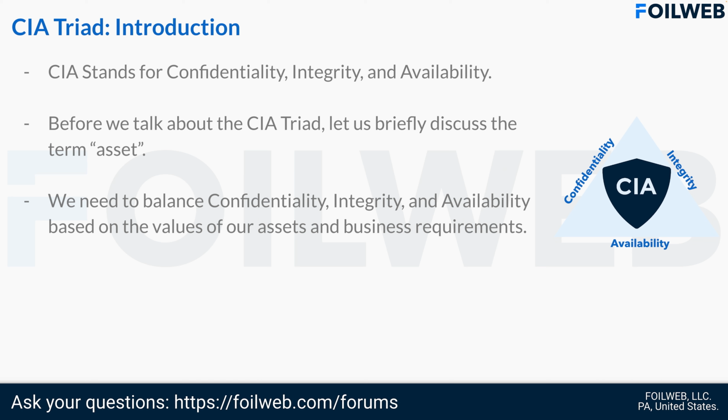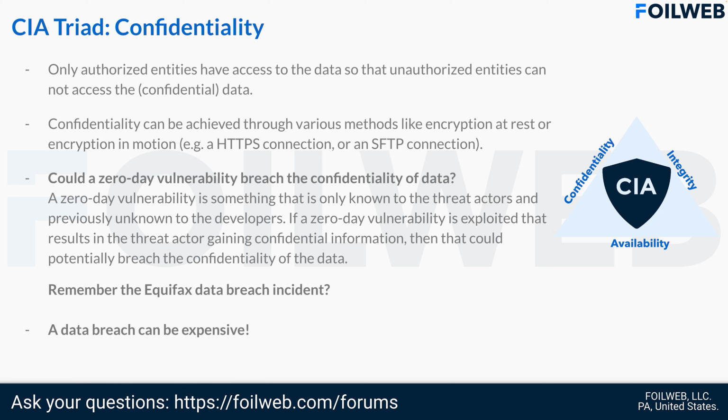We need to balance confidentiality, integrity, and availability depending on the values of our assets and business requirements. We will cover assets and asset values in more detail later. For now, let's get back to the CIA Triad. Let us now discuss the CIA Triad in the context of information security.